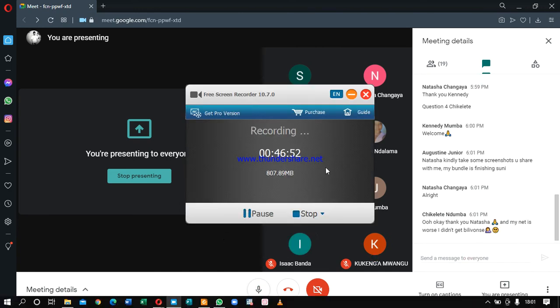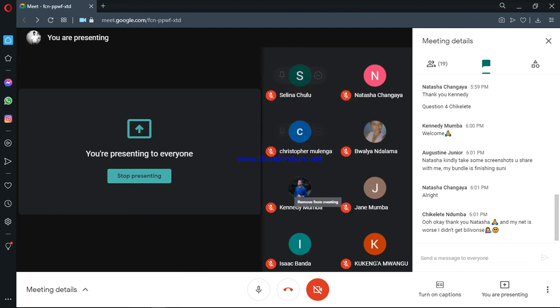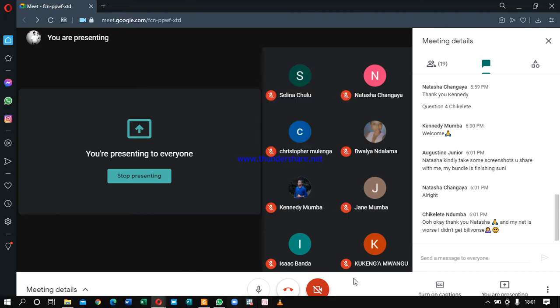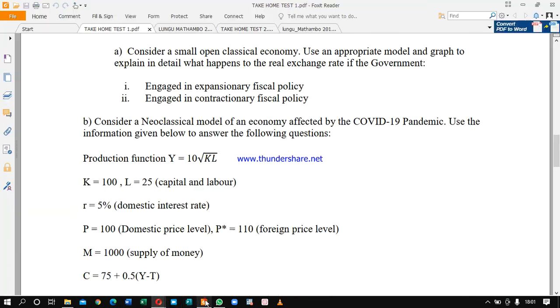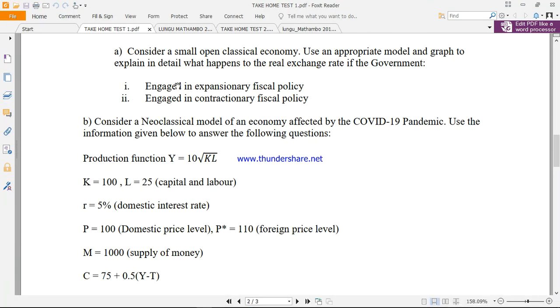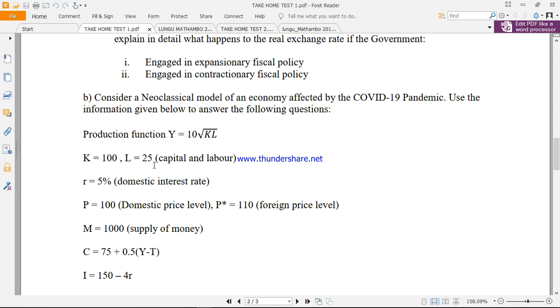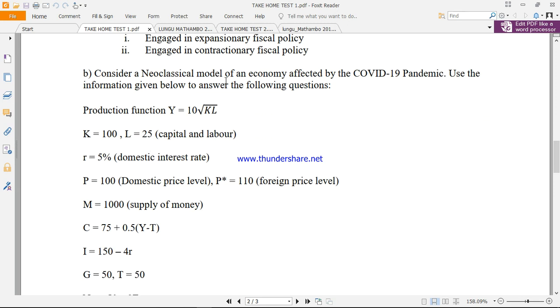Okay. Let's go then. Where was I? So we've looked at these two, and then let's look at the calculations. Consider a neoclassical model of an economy affected by COVID-19. Then use the information given below to answer the following questions.